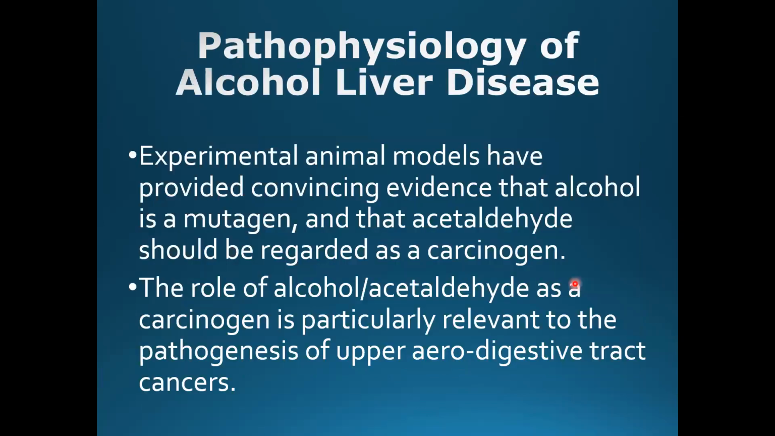All right, so now we know that experimental animal models have provided convincing evidence that alcohol is a mutagen and that acetaldehyde should be regarded as a carcinogen. And where do you see that the most, the alcohol and the acetaldehyde? Usually in the upper aerodigestive tract. So this is where cancers of the upper aerodigestive tract are related to the use of alcohol and acetaldehyde.